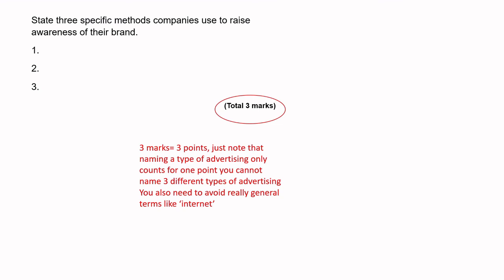So 3 marks, pretty simple, just three marks for 3 things. Bearing in mind you can't just name 3 of the same thing, so you can't say TV advert, radio advert, because that's very, very similar. And you also can't say generic things like internet, because again, that's far too generic. So 3 minutes, 3 marks, pause the video, have a go at answering.